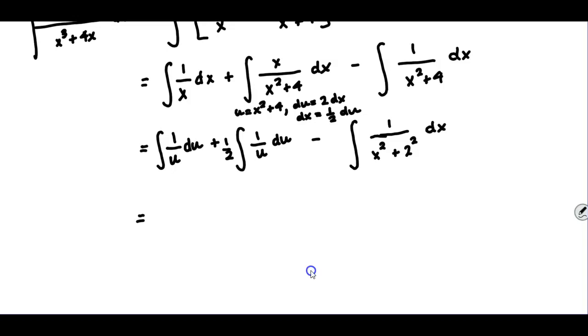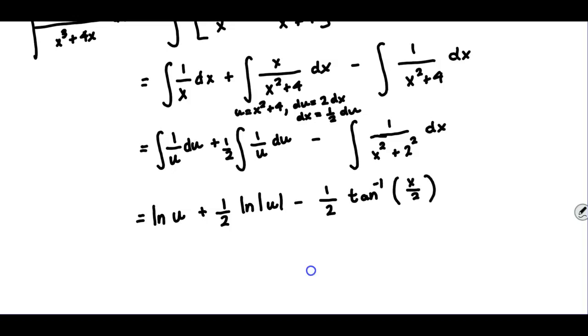Okay, so here now we're going to finish. So we have the natural log of the absolute value of u plus 1/2 times the natural log of u, minus, well, we know that a is equal to 2, so it's going to be 1 over 2 times the tangent inverse of x over 2, plus a constant, and we're going to call that k here.